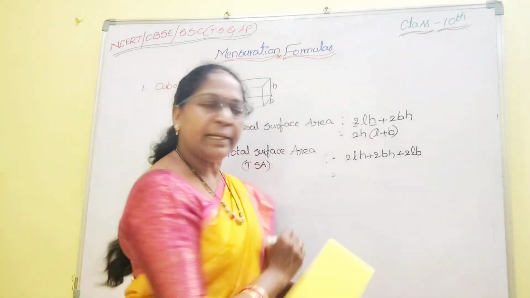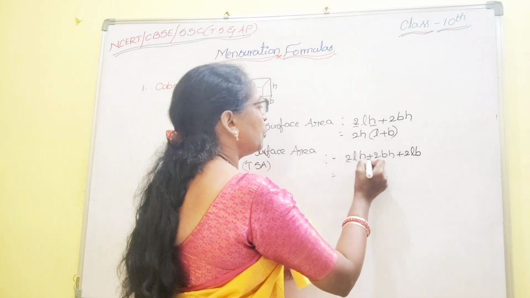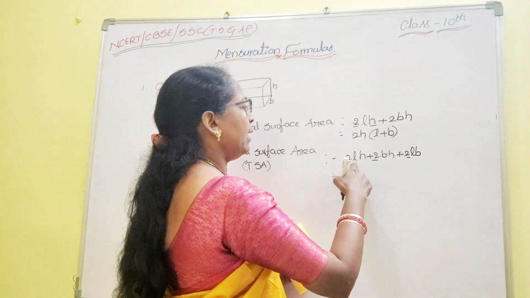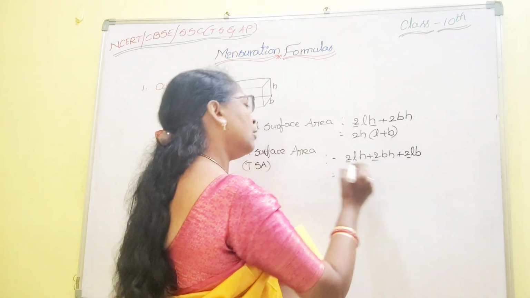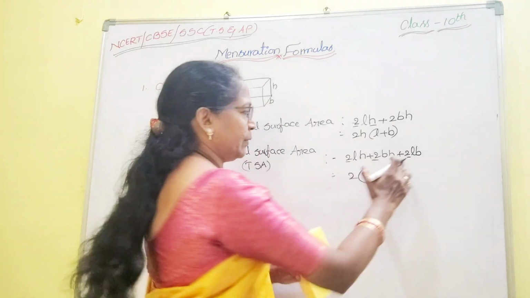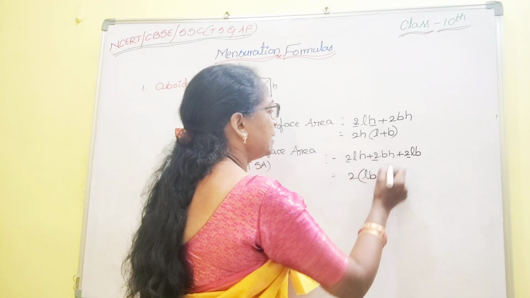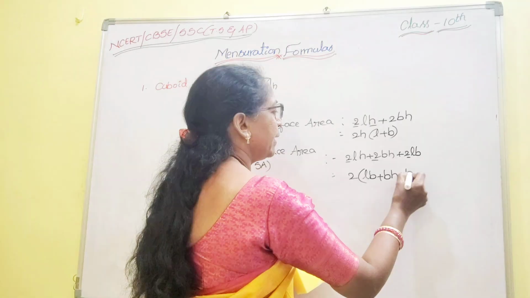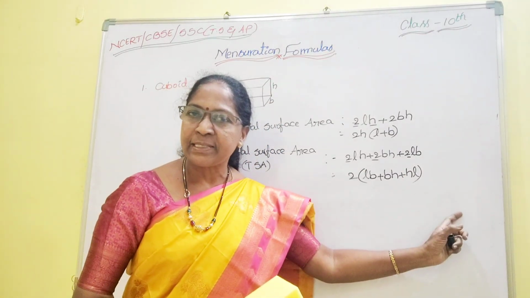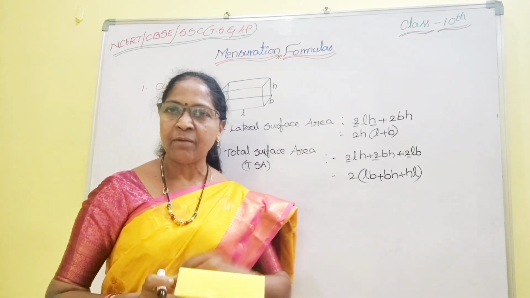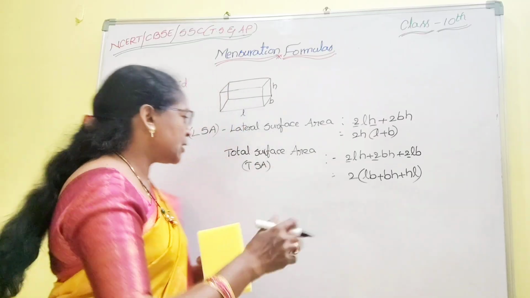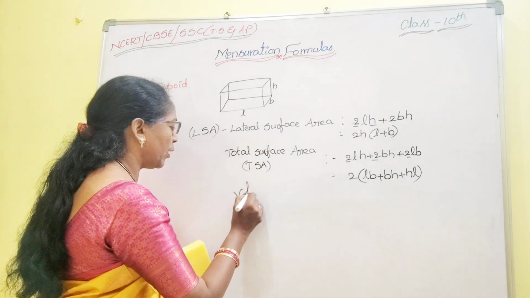Now here in 3 terms, which is common? 2 is there in all the 3 terms. So 2 you have to take as common; L is not in all terms, so only 2 can be taken as common. Remaining all you have to write in order: LB plus BH plus HL. So 2 into (LB plus BH plus HL) is the formula of total surface area of the cuboid. Is it clear?